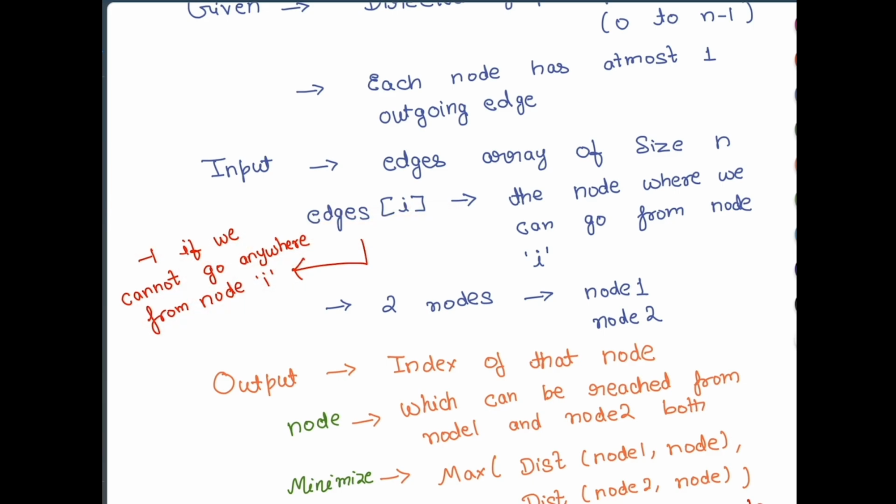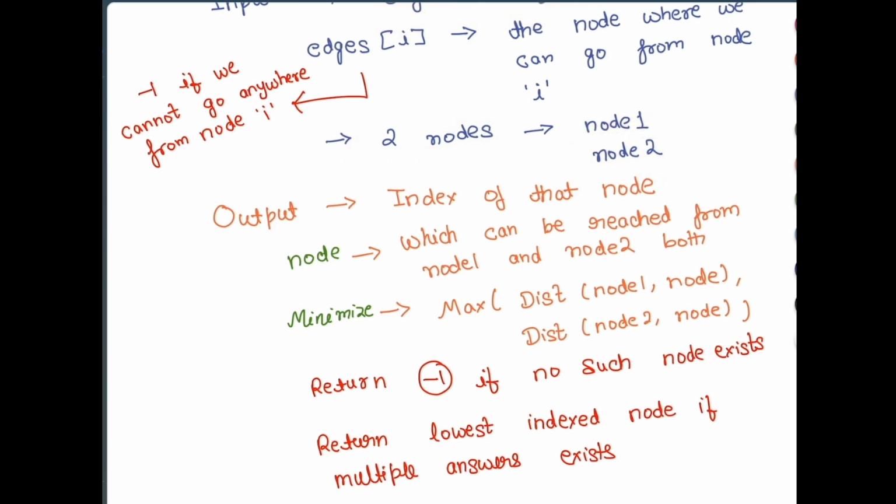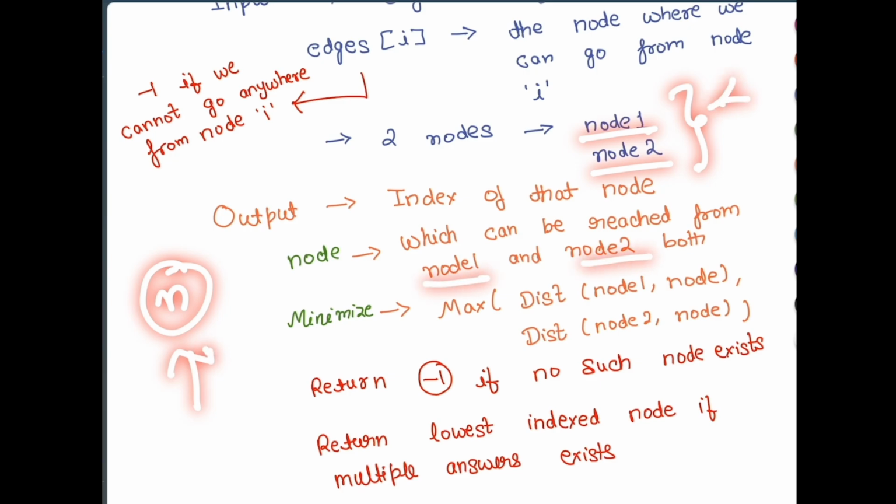Apart from the edges array, we are given two more inputs, which are node 1 and node 2. So we are given two more nodes, and what we need to find as an output is the index of a node which can be reached from node 1 and node 2 both. So the point is, if you are given n number of nodes, then you will be given two other nodes as input, node 1 and node 2, which are part of these n nodes. Now you need to find some node which can be reached from node 1 and node 2, which are given in the input, and it can be reached from node 1 and node 2 both.